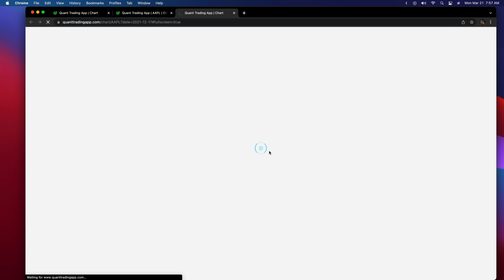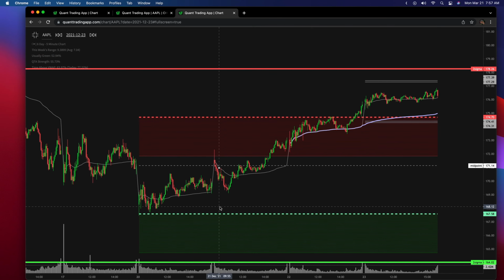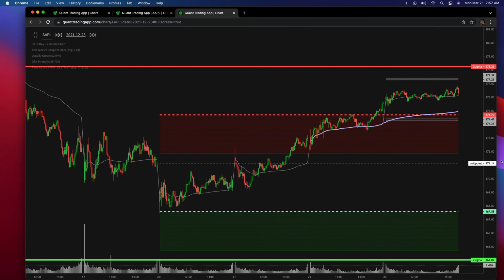Let's jump to the 23rd of December. And I believe here it touched the buy zone right here. Monday morning, it touches the buy zone, and look at what it does. It goes up to the sell zone. It actually has a very strong week. This is it closing at 171.14 right here. And then you guys see that.